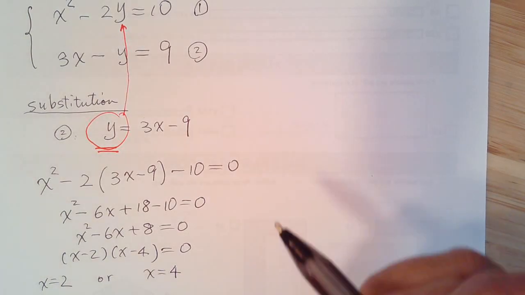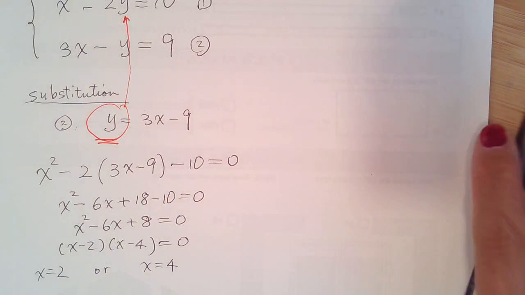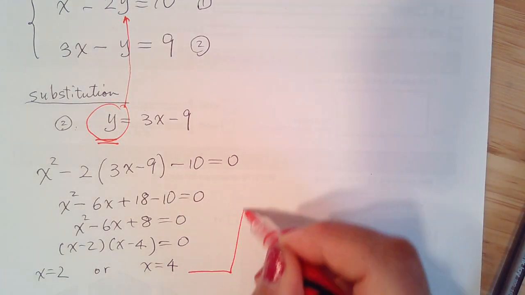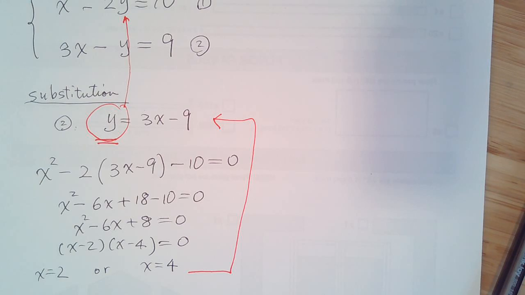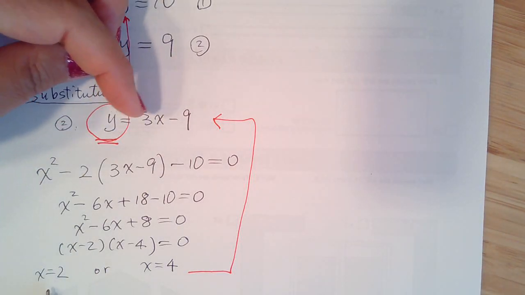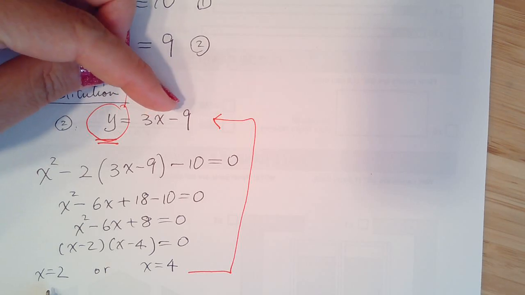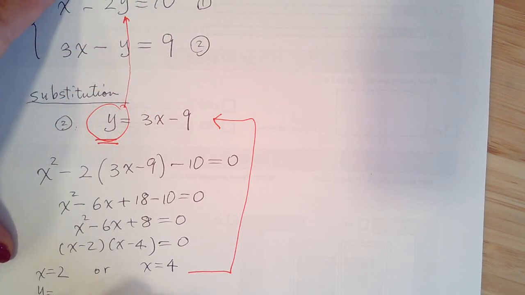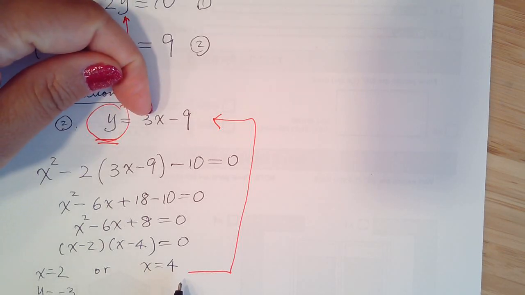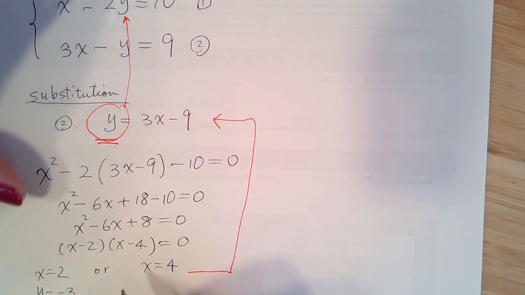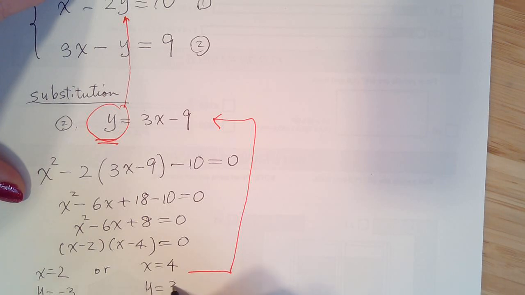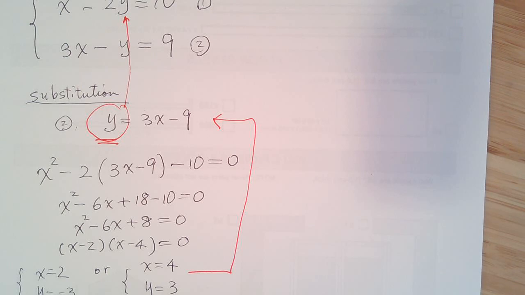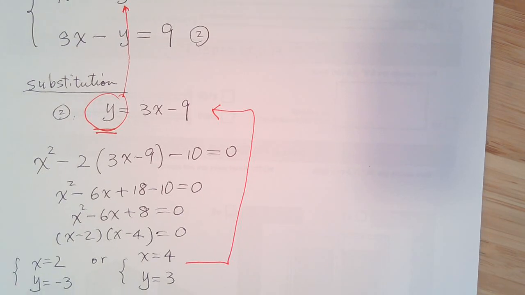Okay, and once you know x, then you just need to substitute those x values into here to get y. When x equals 2, 3 times 2 is 6, 6 minus 9 is -3. So I will have y equals -3. And then when x equals 4, 3 times 4 is 12 minus 9. So I get a positive 3. So those are the two solutions to this system of nonlinear equations.